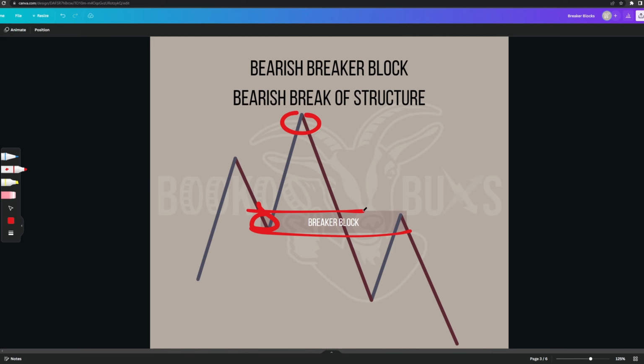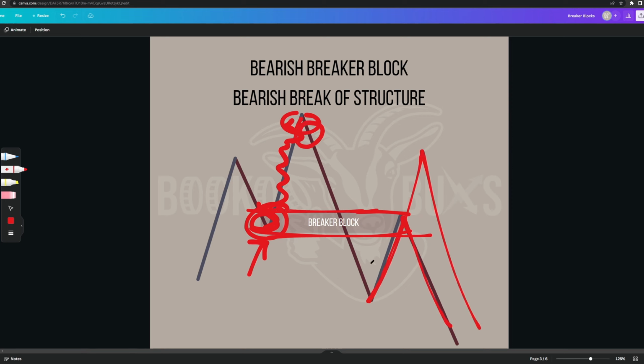This breaker block is a representation of where the banks bought, where they sold, but they're not taking consideration of the entire buy move, just the beginning. That's why it is a continuation that could play out, but it also could disrespect it and then go lower while still maintaining the bearish bias.